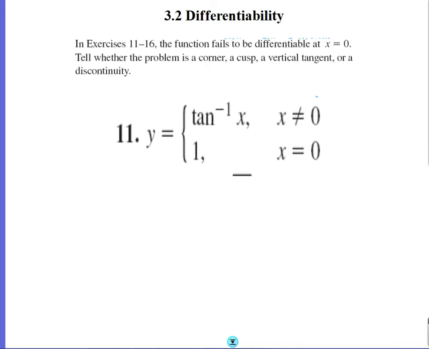So what I end up having is a graph that now looks like this. And because I have that, what's my reason why that's not differentiable? This one here, discontinuity. All right, there are your steps for it.